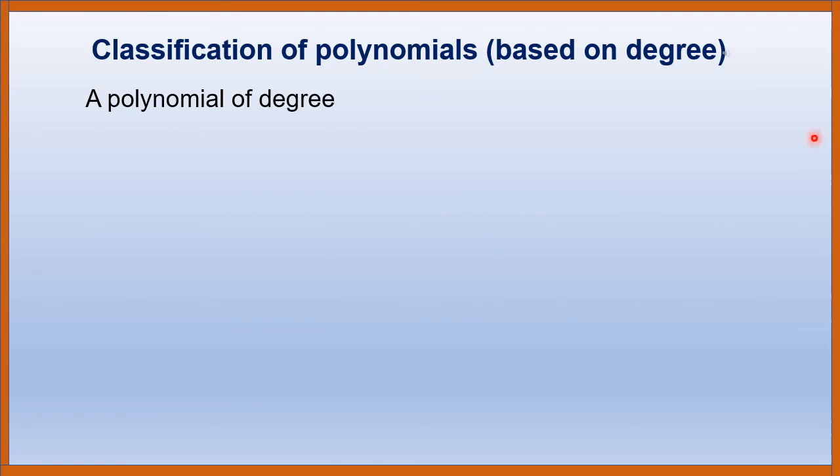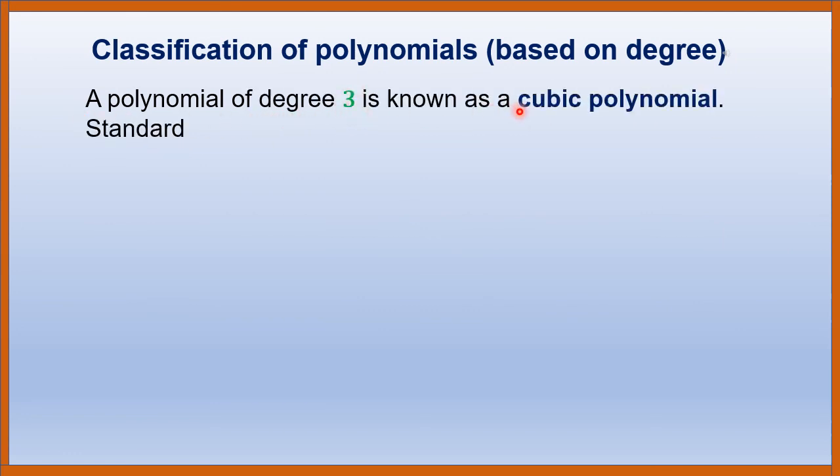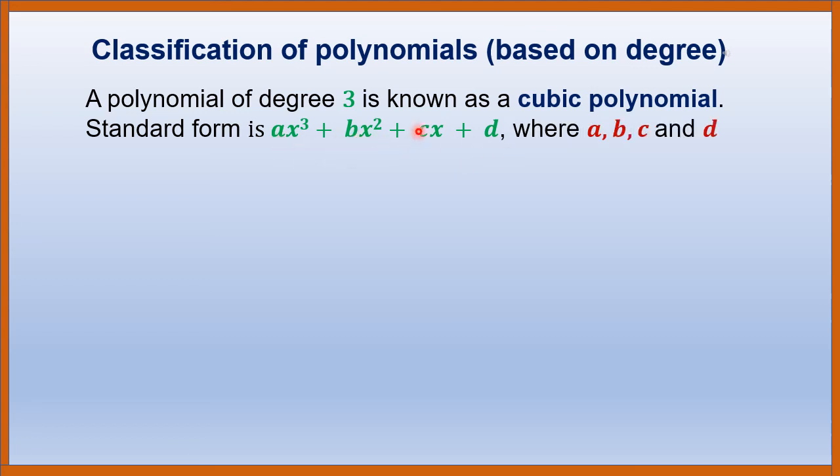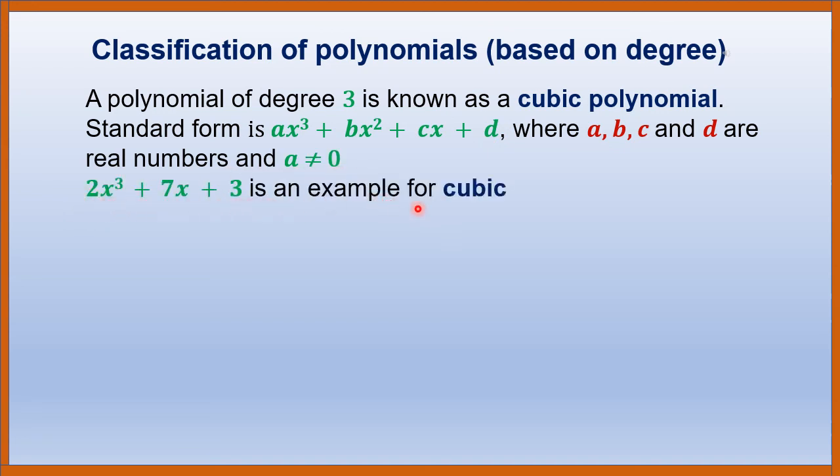Polynomial of degree 3 is known as a cubic polynomial. Standard form is ax cube plus bx square plus cx plus d, where a, b, c and d are real numbers and a not equal to 0. 2x cube plus 7x plus 3 is an example for cubic polynomial.